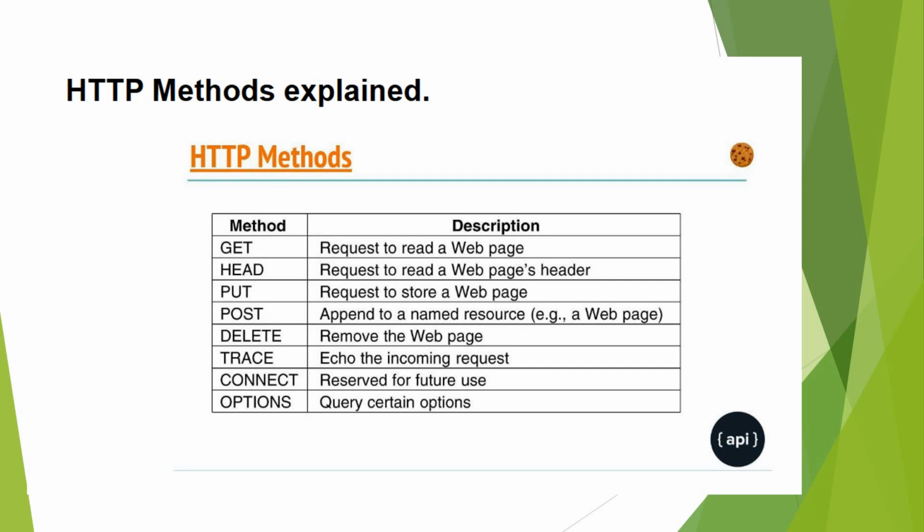HTTP methods, explain. Get, head, put, post, delete, trace, connect. Get is a request to read a web page. Head is a request to read a web page's headers. Put is a request to store a web page. Post. Put or post, what is the difference between put and post?